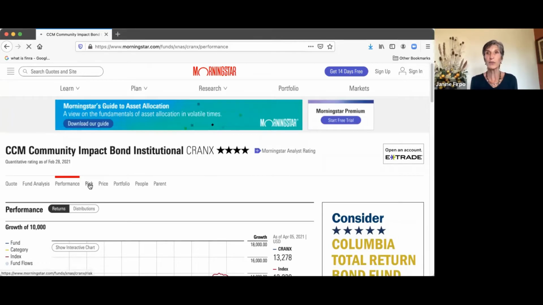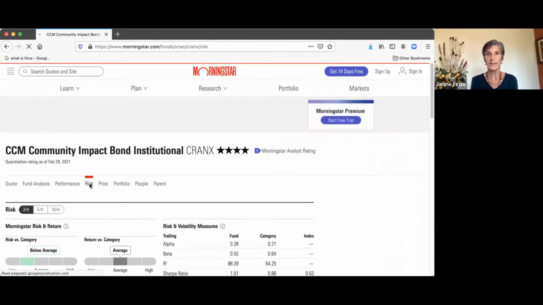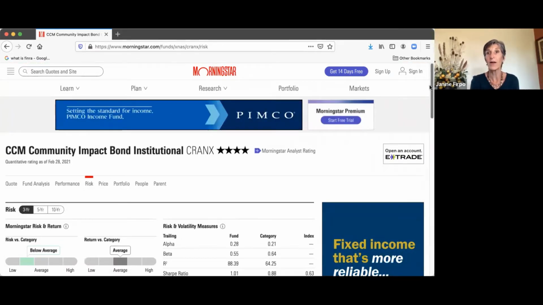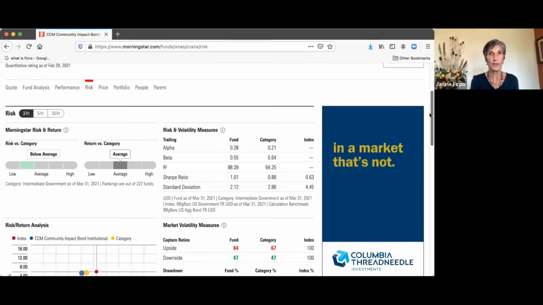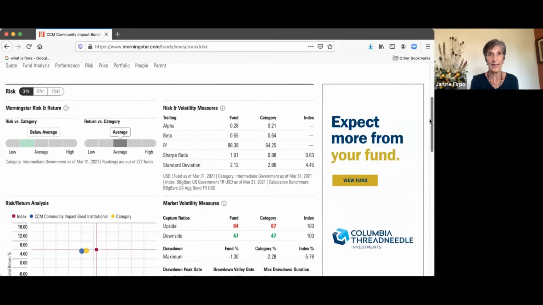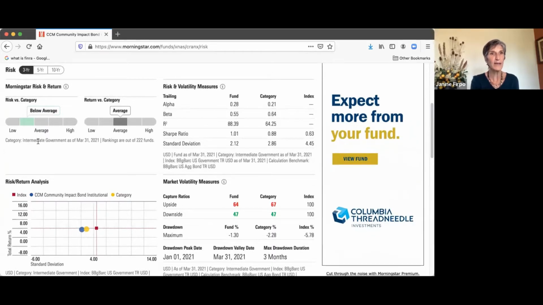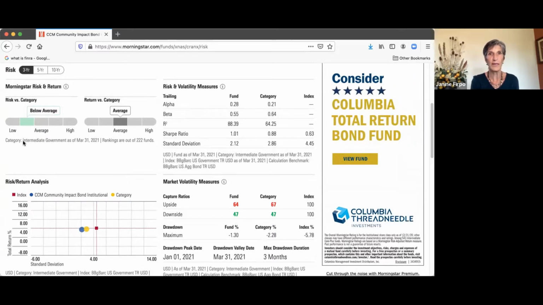If you move on and you go to the risk page, then you're going to see a little bit of information about the risk related to this particular asset. And you will see here some of the simplest information to assess is that this particular fund is below average in terms of risk related to its category, but it is returning about average. So it's a little less risky, but it's hitting about the average point in terms of return.